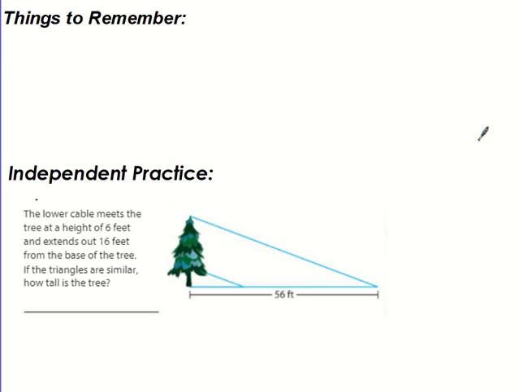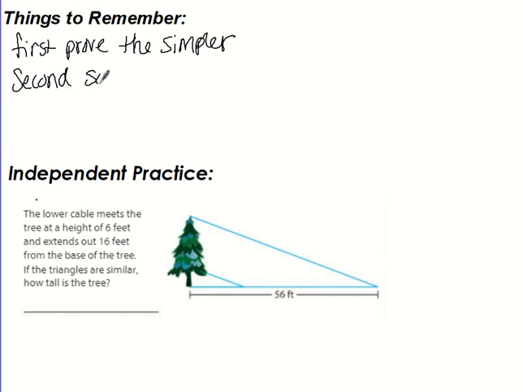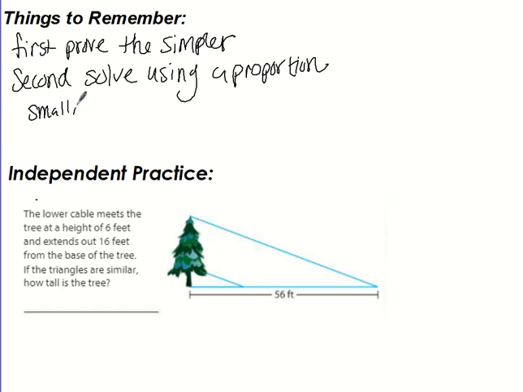All right, so things to remember. First, prove the triangles are similar. Second, solve using a proportion. And then remember, it's small triangle compared to big triangle, just to keep it consistent.